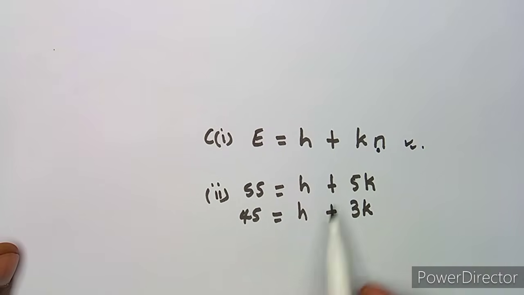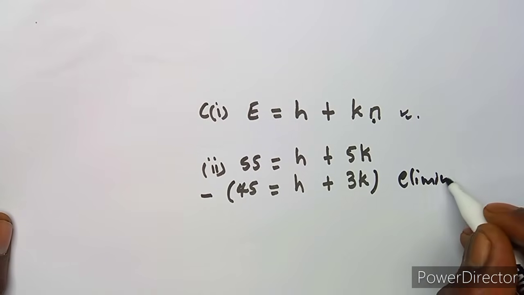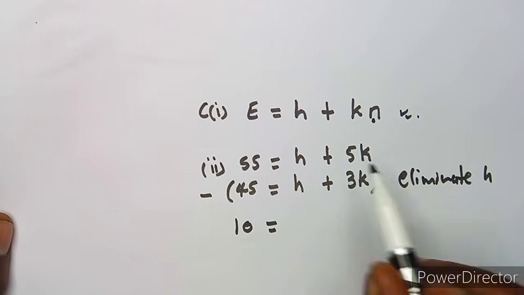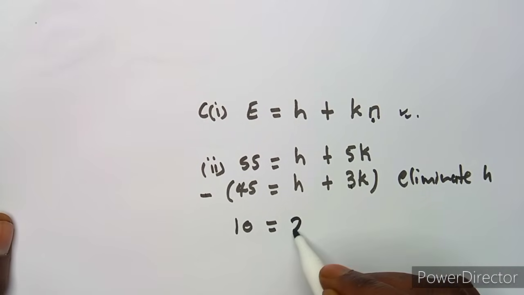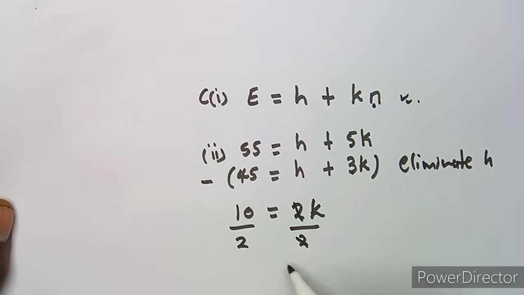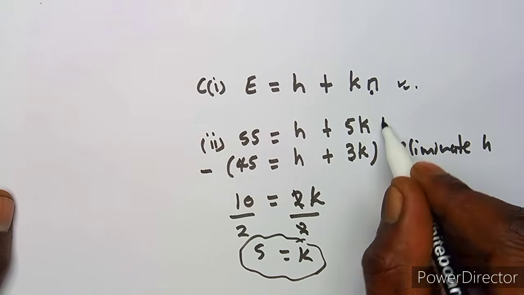Okay, so already the constant h is the same, so we can easily eliminate h by subtracting. We just subtract 55 minus 45, which is going to give us 10. H minus h is 0, which means we've eliminated h. So we're going to be left with 5k minus 3k, 5 minus 3, which is 2k. All right, so to find k, definitely I have to divide by 2 both sides, which is going to give us 5.